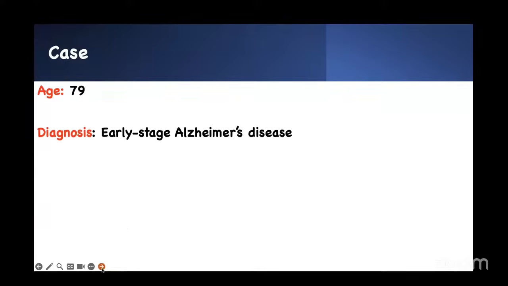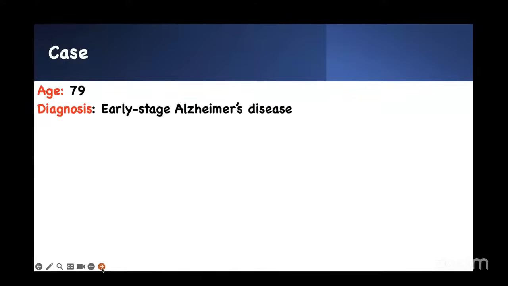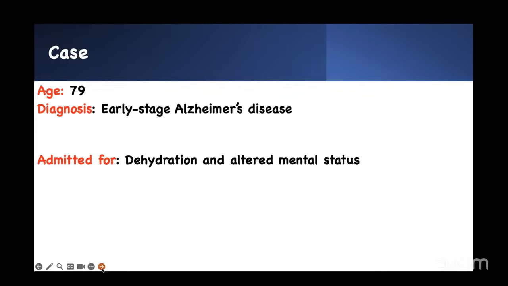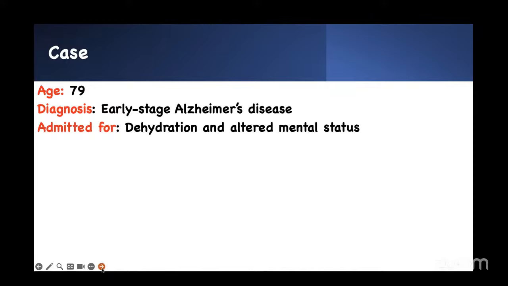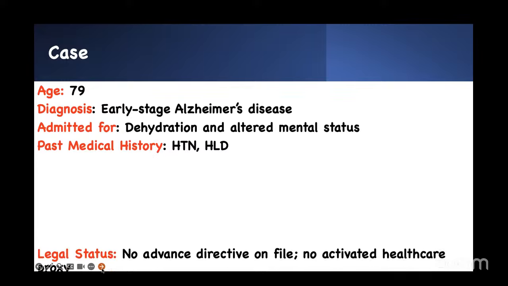We have a patient who is 79 years old. Patient has Alzheimer's, early onset of Alzheimer's. Pay attention. And then dehydration and altered mental status. Does that ring a bell in your ear? It should be ringing right now. Patient has history of hypertension and hyperlipidemia. This is the case being presented, right?